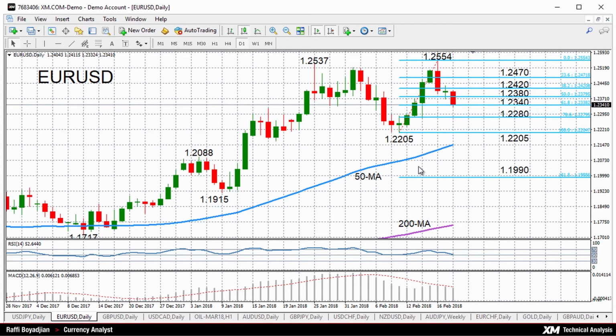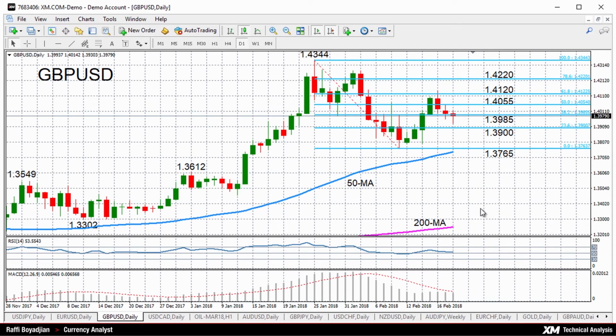In the medium term, the pair is still fairly bullish. You can see the upward trending 50 and 200-day moving averages, and price action is still comfortably above the 50-day moving average. Moving now on to the pound dollar.